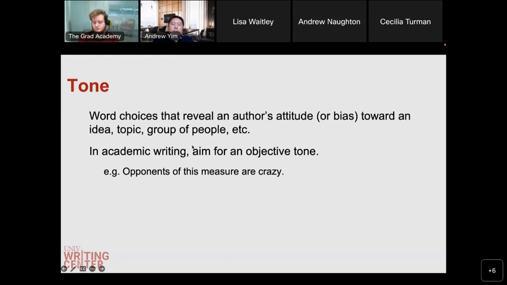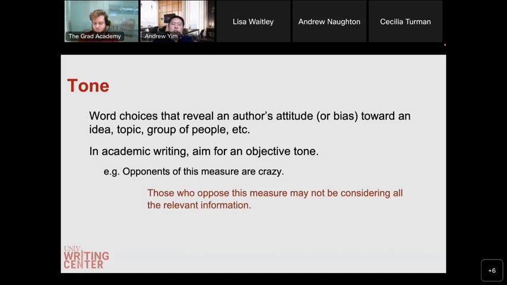So oftentimes with academic writing, you want to make sure you have an objective tone. For example, here, this example says, "Opponents of this measure are crazy." If I read this sentence out of context, my initial impression of the author is that the author thinks every person who is against this law or proposition is crazy, right? They don't have regard for other people, and I shouldn't listen to them. Versus if we say this sentence, "Those who oppose this measure may not be considering all the relevant information."